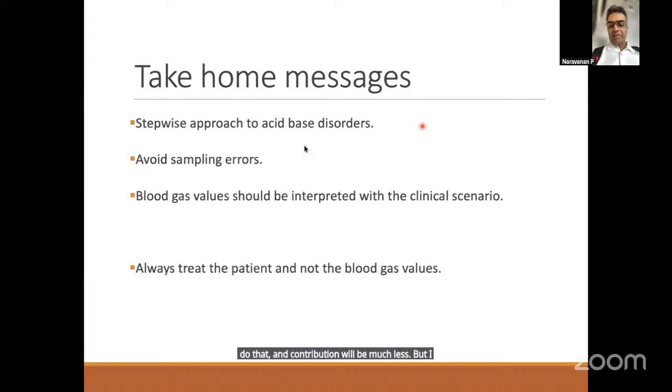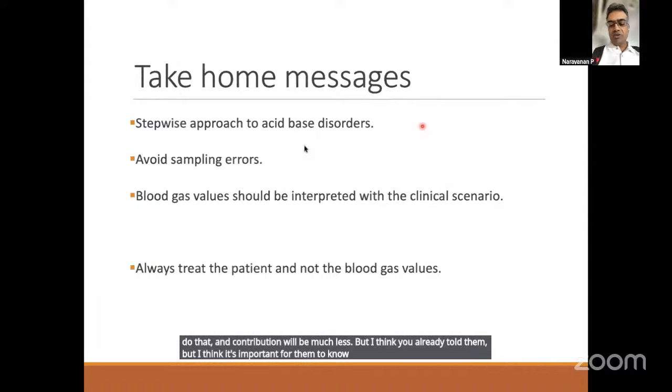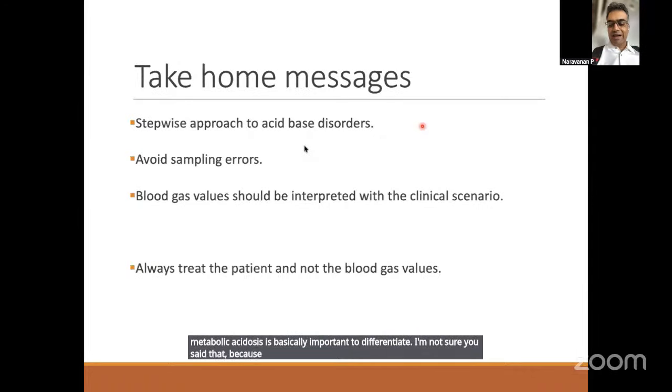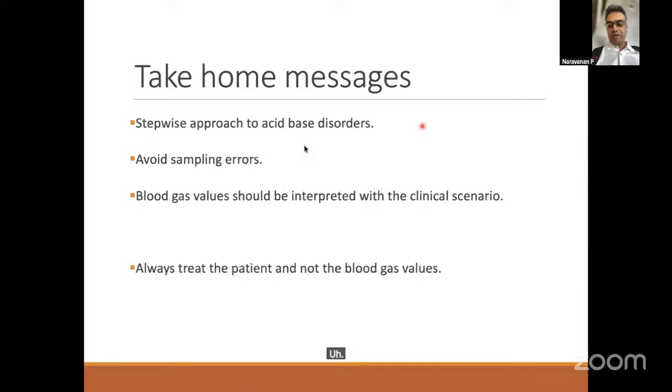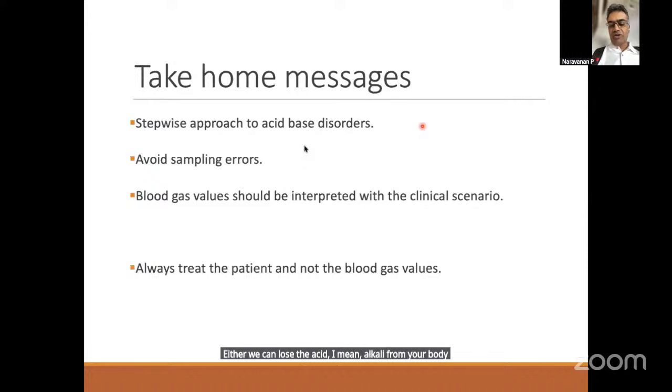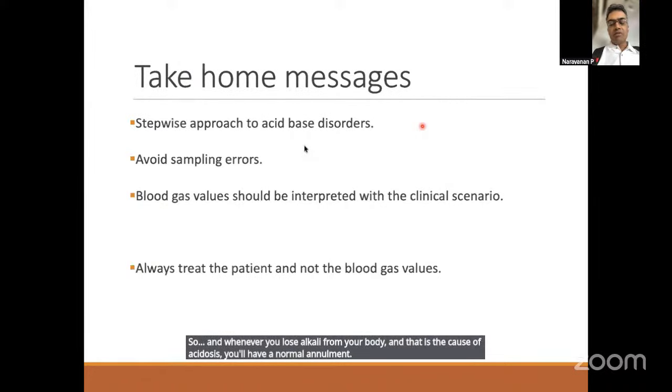I think it is important for them to know why it is important to differentiate increased anion gap and normal anion gap metabolic acidosis. I'm not sure if you said that, because in between I lost you for some time. For the students who are listening, whenever we have a metabolic acidosis, it can be of two mechanisms. Either we can lose alkali from your body, that can lead to acidosis, or you can gain acids. In all conditions where you gain acid as a mechanism, you'll have an increased anion gap. Whenever you lose alkali from your body, and that is the cause of acidosis, you'll have a normal anion gap. So the treatment for both is totally different.